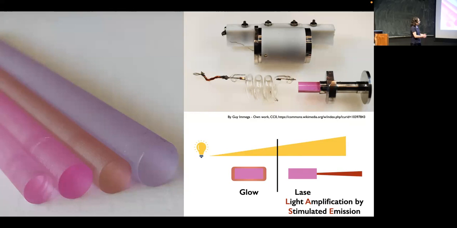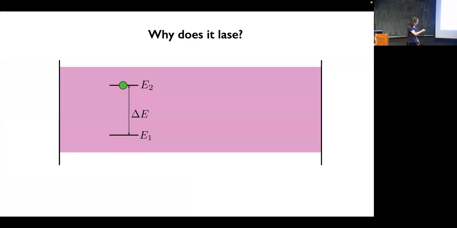So why does this happen? Well, inside of this laser core, the so-called gain medium, there are some atoms, and they can absorb energy and transition from a ground state into an excited state. Then they can decay, emitting a photon.